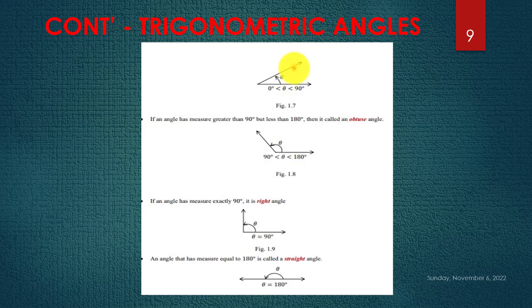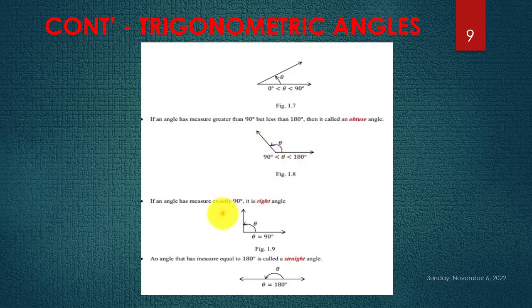2. If an angle has measure greater than 90 degrees but less than 180 degrees, then it is called an obtuse angle. So figure 1.8 talks about an obtuse angle. Why? The angle theta formed here is greater than 90 but less than 180. So this is an example of an obtuse angle.